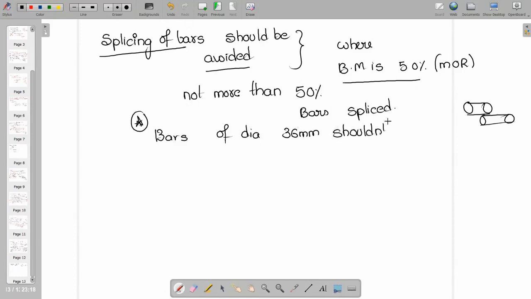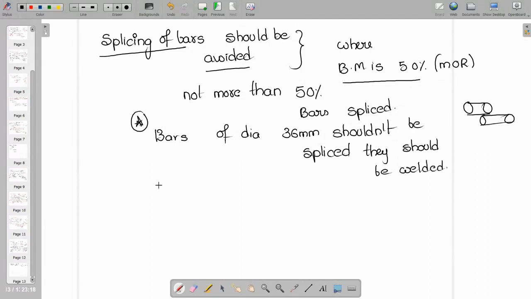Then what should we do? Can anyone tell me? Bars of dia 36 mm should not be spliced. Then what we have to do? Sir, they should be welded. Very good, Mohammed Dawood. Bars of dia 36 mm should not be spliced. They should be welded.